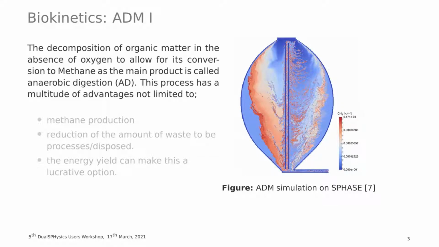The biokinetics. The anaerobic digestion is actually the decomposition of organic matter in the absence of oxygen, and it results in the production of methane and other byproducts. It has quite a few advantages. First is methane production. The second is that there is a reduction in the amount of waste to be processed, which means that there are lesser transportation costs which the company has to be concerned with. And the third is that the methane produced can be used for the production of energy, which is a lucrative option actually.